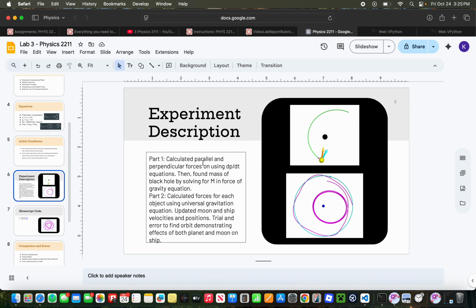In the experiment, we calculated the parallel and perpendicular forces using dp/dt equations. Then we found the mass of the black hole by solving for m in the force of gravity equation. So we looked at the forces on the star and worked in reverse to find the total gravity. Then in part 2, we calculated forces for each object using universal gravitation, that is the moon and the ship. Then we updated the moon and ship velocities and positions. Then we used trial and error to find an orbit demonstrating the effects of both planet and moon on a ship based on the initial velocity.